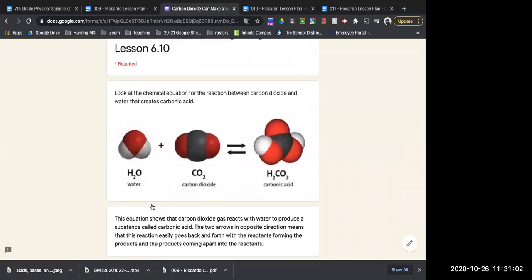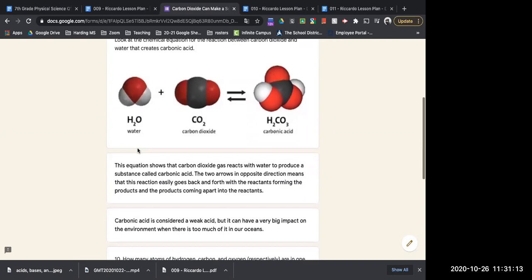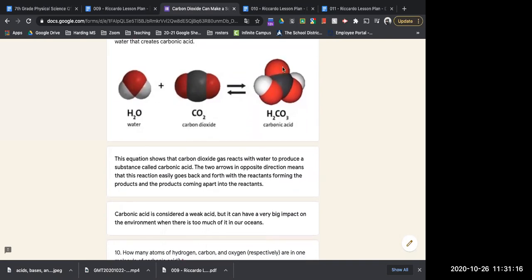Look at the chemical equation for the reaction between carbon dioxide and water that creates carbonic acid. So carbon dioxide plus H2O makes H2CO3. All right. So this is the water, or this is the carbon dioxide, and the hydrogen bumps off of the water and adheres to the carbon, a carbonic molecule. This is a carbonic molecule, right? And then this becomes the carbonic acid. It's kind of cool.